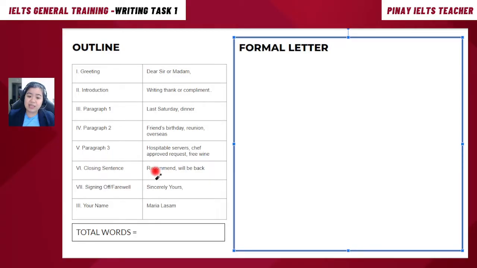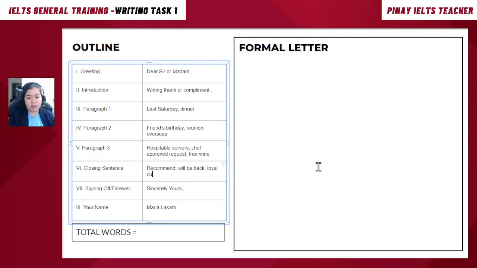Closing is I will recommend them to others, my family and other friends, and I will definitely be back for more. I'm thinking also of adding something like I'm now a loyal customer. Because of that experience, now they earned a loyal customer. All right? That's an added thing that I think would be good on my letter. So with that already sorted out and seeing that it took just a couple of minutes, now I'm confident to start writing my letter. Okay, so let's begin.